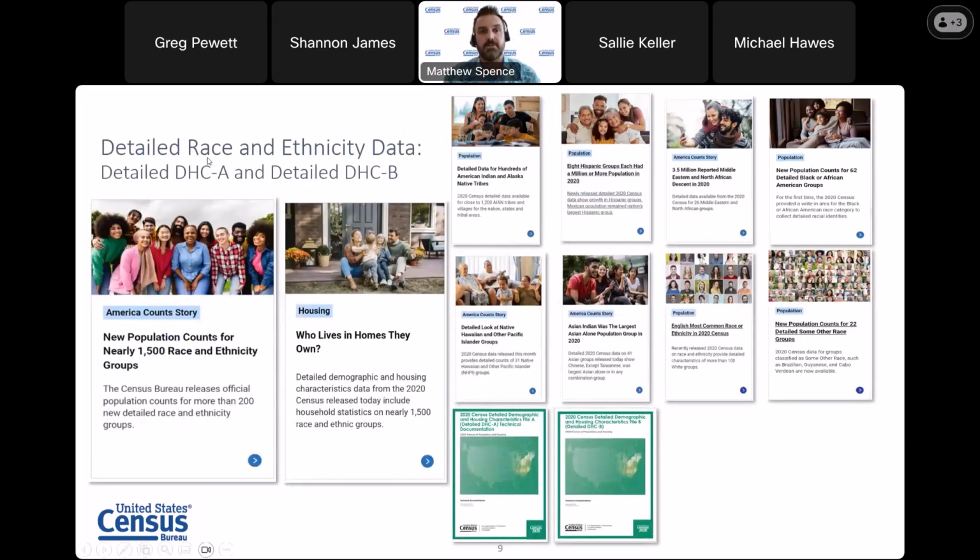I've got a link to those here. We have a variety of information about these detailed race and ethnicity data. The one that we most recently released was this middle one here, who lives in homes they own. And that's got home ownership by detailed race. It's very exciting. But a wide variety of America Counts stories, as well as some technical documents that will show you how to get the detailed race data. But these data are not available on the 2020 PPMF.